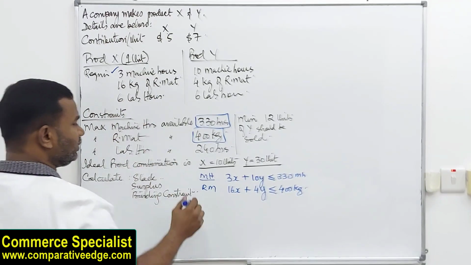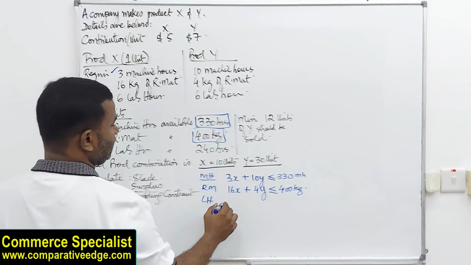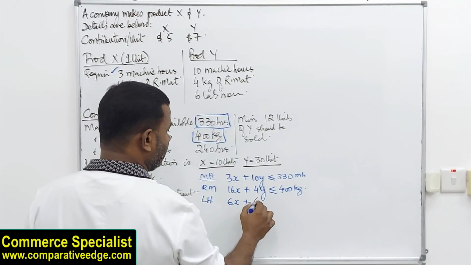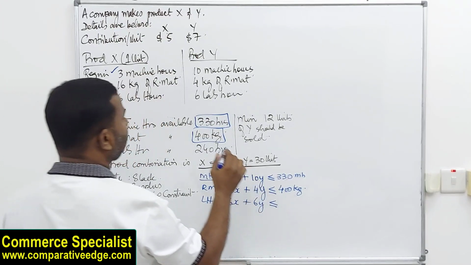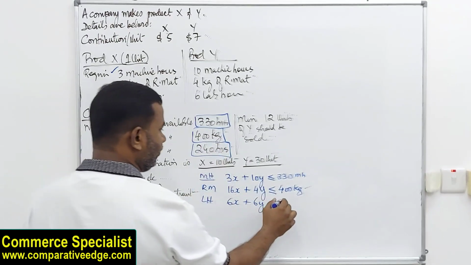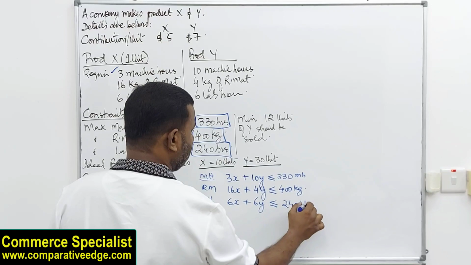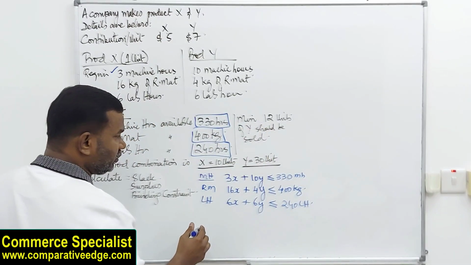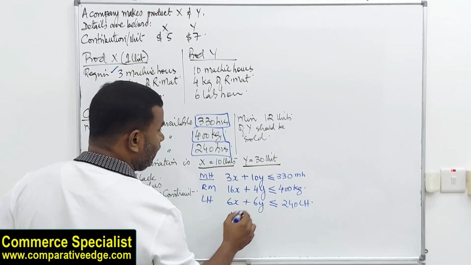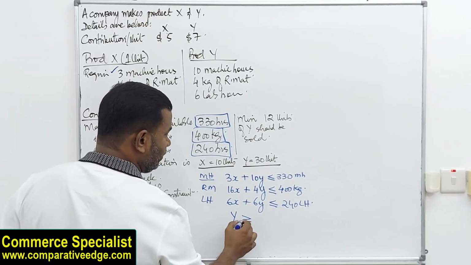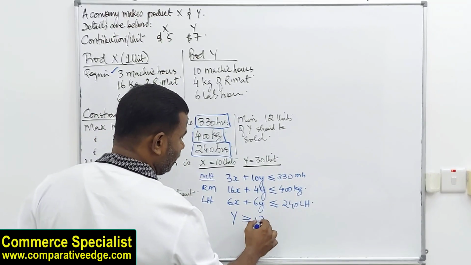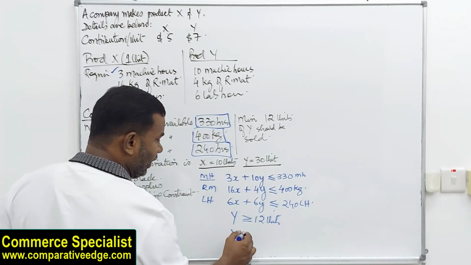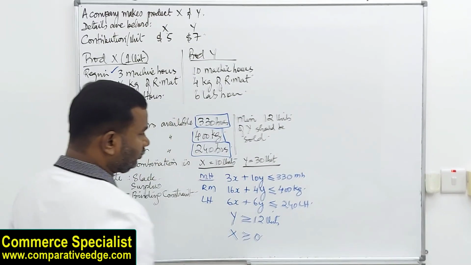Now coming to labor hours. For labor hours, the constraint is 6 labor hours are required to make 1 unit of X and 6 labor hours are required to make 1 unit of Y, but we have only 240 labor hours available. The constraint is minimum 12 units of Y should be sold. So Y minimum means greater than or equal to, we can sell more also, 12 units. And for X, you know the non-negativity constraint, X should be greater than or equal to 0.